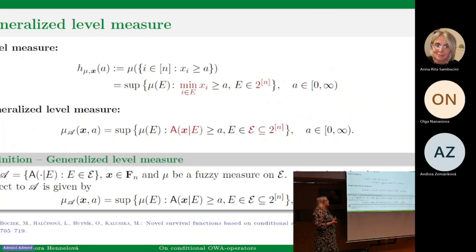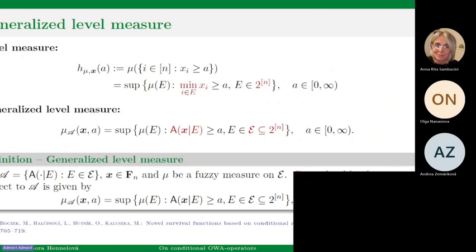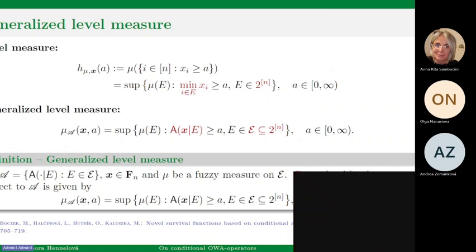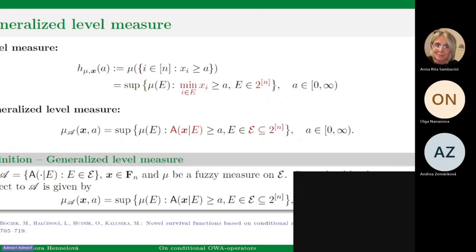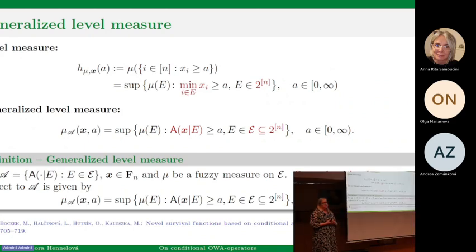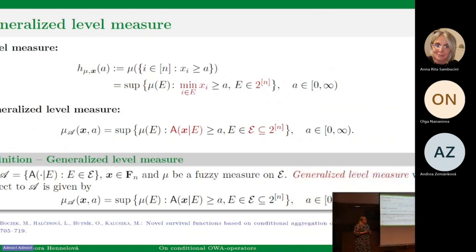The second thing we need is the generalized level measure. But how do we get from the level measure to the generalized level measure? Considering a non-negative vector x and a fuzzy measure mu, we aggregate the information hidden in x and mu by the first line. We measure the set of indices E for which the ith component of the vector is greater or equal to a.